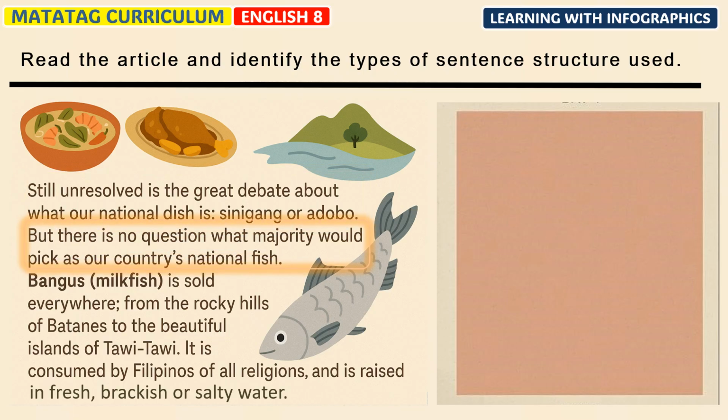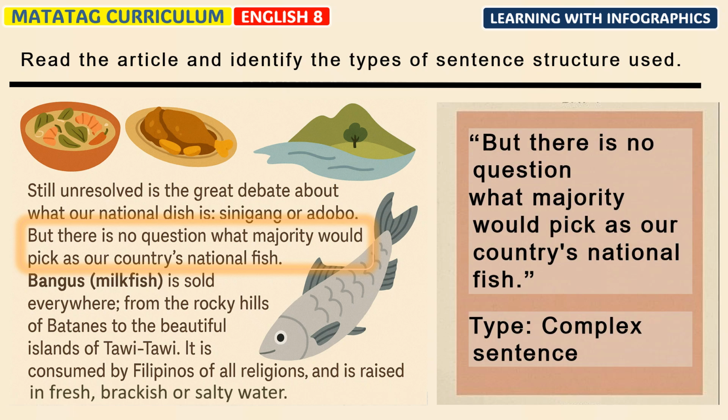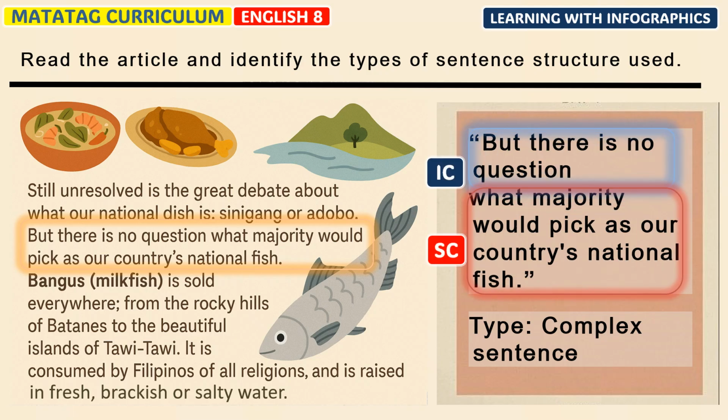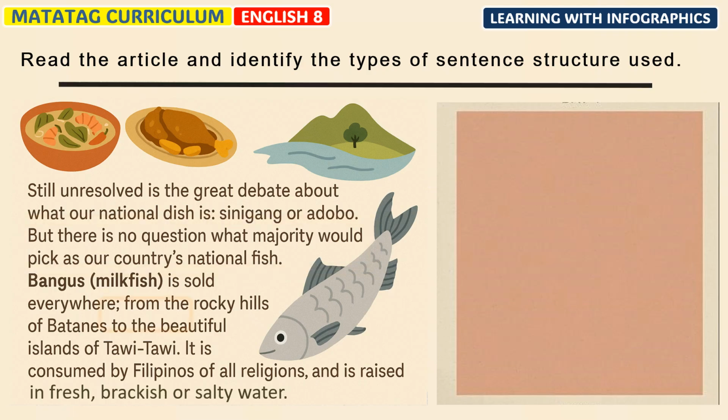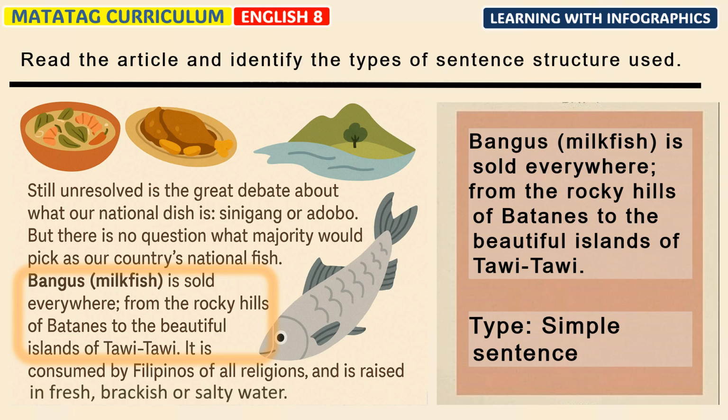But there is no question what majority would pick as our country's national fish. The structure of this sentence is complex. It has 1 independent clause and 1 subordinate clause. Bangus, milkfish, is sold everywhere from the rocky hills of Batanes to the beautiful islands of Tawi-Tawi. The structure of this sentence is simple. It has one independent clause.